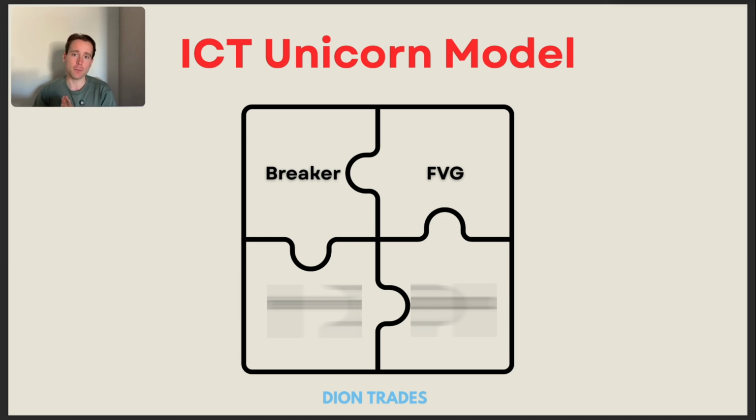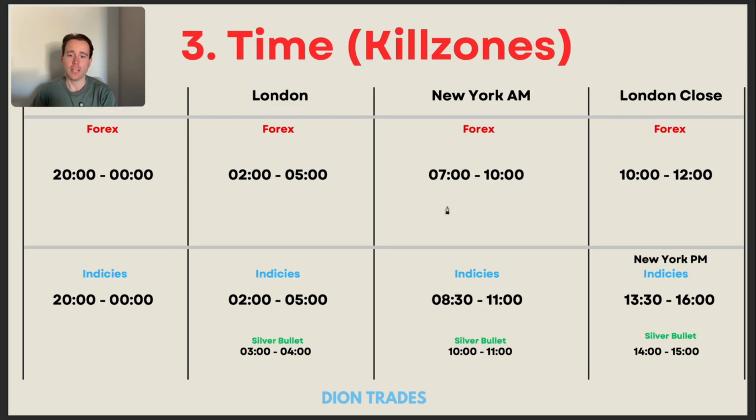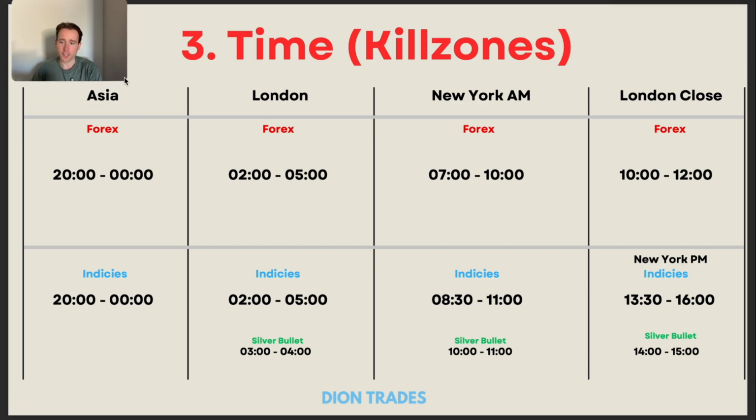And this third element is one of the most important things in ICT concepts, and it is time, and specifically the kill zones. And there's a difference between Forex and indices kill zones. So if you trade Forex, watch the top of this chart. And if you are trading indices, please watch the bottom. So we have Asian session, Forex from 8 till midnight, London from 2 to 5, New York AM from 7 to 10, and London close from 10 to 12. If you trade Forex, try to frame your entries inside the kill zones.